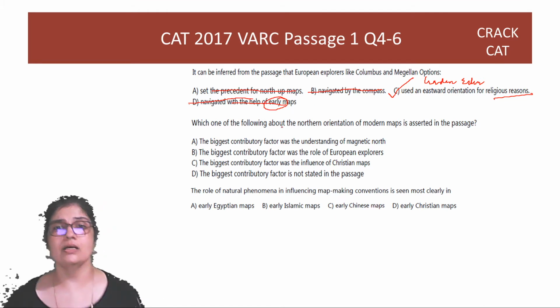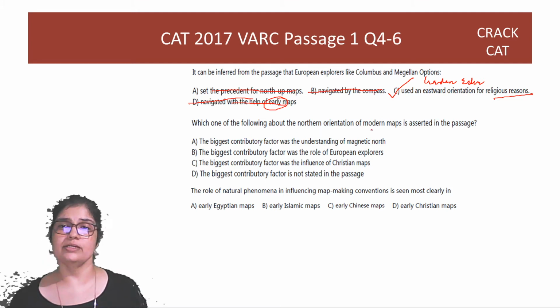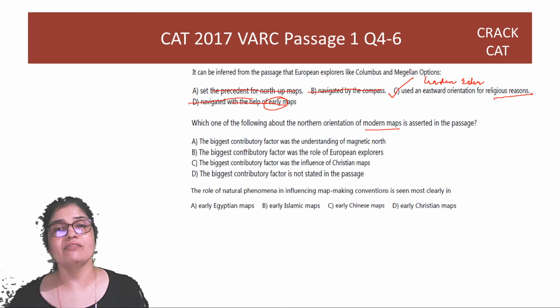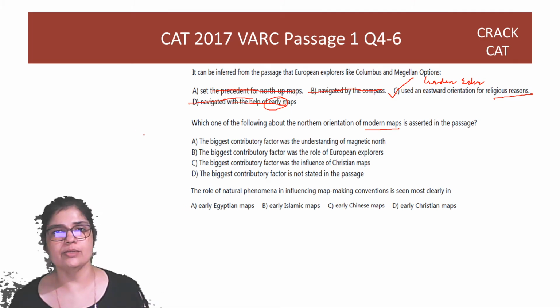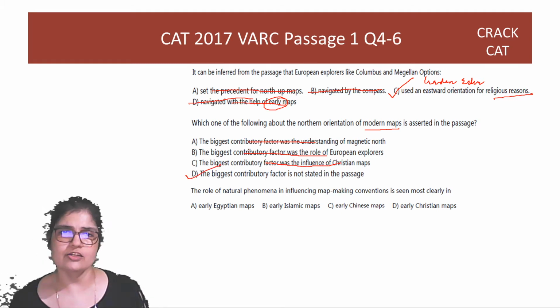C is best. Which one of the following about the northern orientation of modern maps is asserted? It is nothing is known कि why north is on top. Correct? So China का बताया गया है कि they put earlier, but as of right now, why north is on top has not been mentioned only, right? So understanding of magnetic north, no. European explorers didn't help. Influence of, no, Christians also thought east is on top. So best is D because really nothing is mentioned.